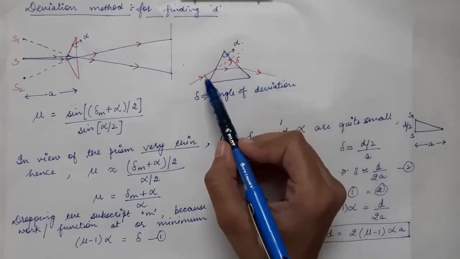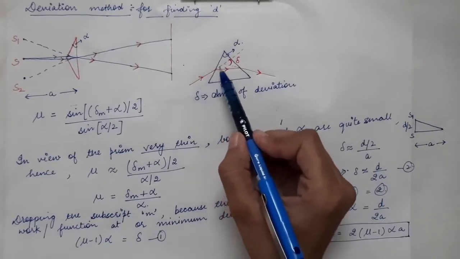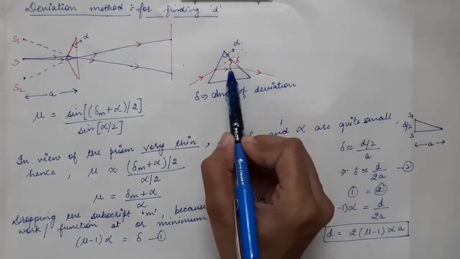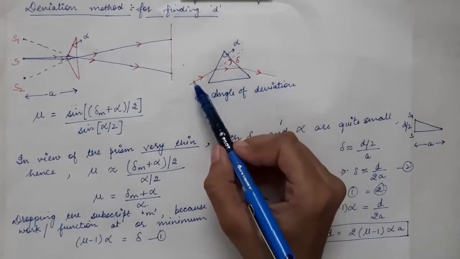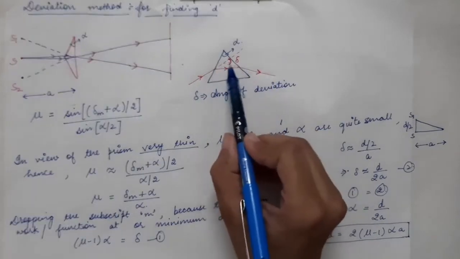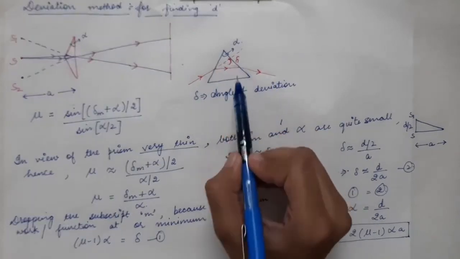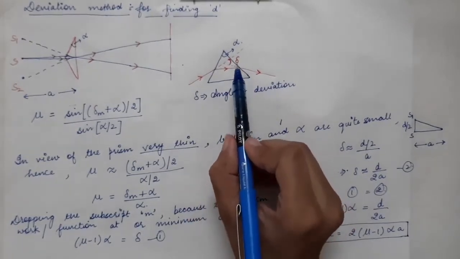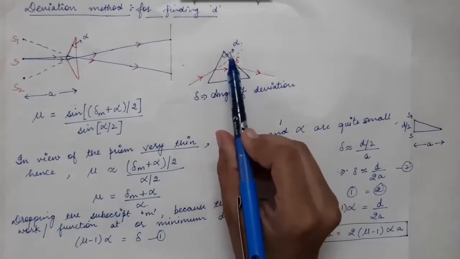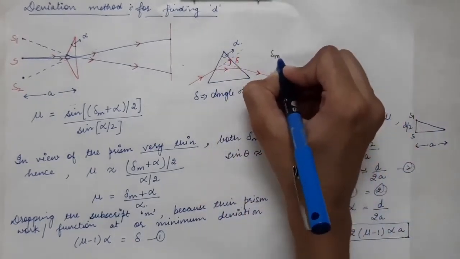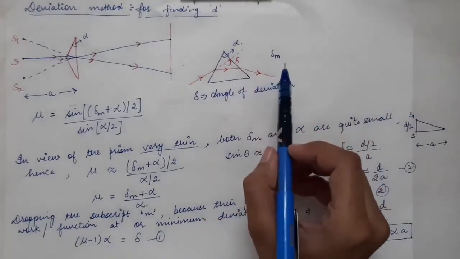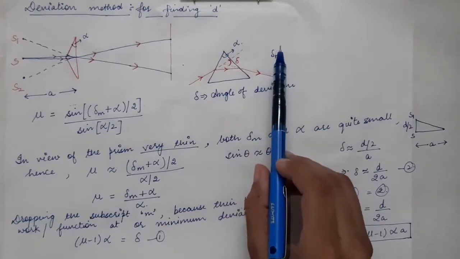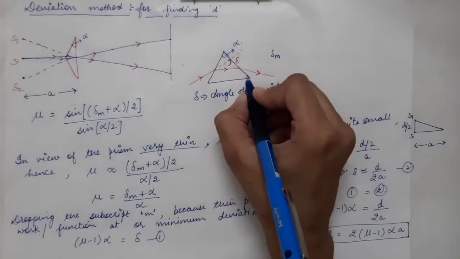Now the incident ray is extended in the forward direction, and the transmitted ray is extended in the backward direction. The angle which is made between the incident and the transmitted ray is represented by delta, and this angle is called the angle of deviation. There is always a minimum angle of deviation for a particular prism, represented by delta m. This is the angle of minimum deviation, and it can be found using alpha and mu of the prism.